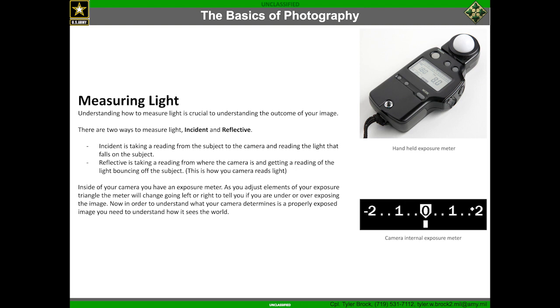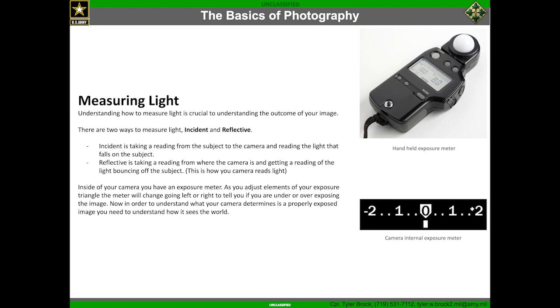Both have their place, and both are great to use and to know. Every circumstance is different. For example, incident exposure meter is good when you actually have time to do it. So like if you're doing a portrait and you have lights, like a flash, that's when it's good to use.